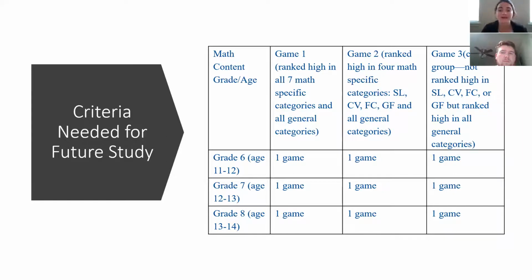We also need 1 game that is ranked high in 4 math-specific categories, SL, CV, FC, GF, and all general categories. But we also need 1 game that is our control group that is not ranked high in SL, CV, FC, or GF, but ranked high in all our general categories.